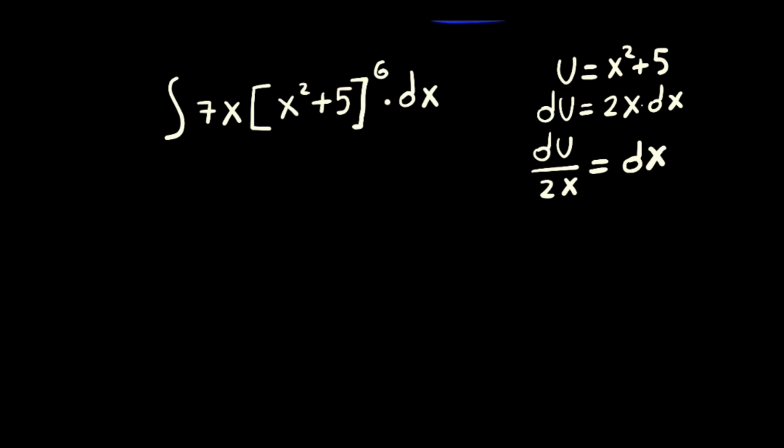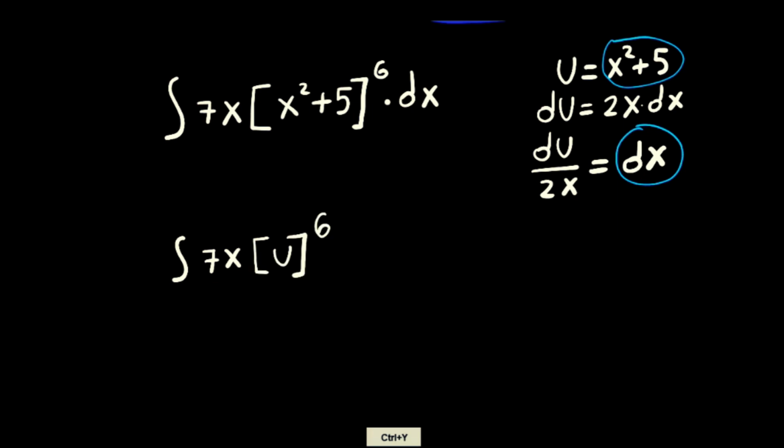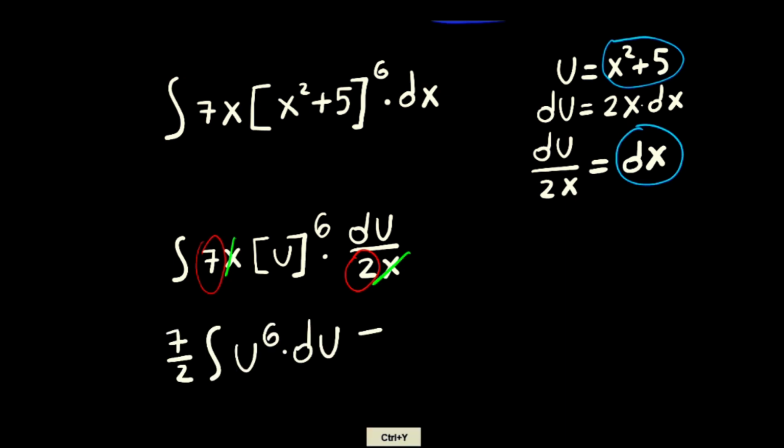Now, we need to replace x squared plus 5 with u, and dx with du over 2x. So, this is going to be 7x times u raised to the 6th power, and then times du divided by 2x. So, we can cancel the x variable, and the constant 7 over 2, let's move it to the front. So, let's put it on the left side of the integral. So, this is 7 over 2, u to the 6th, du.